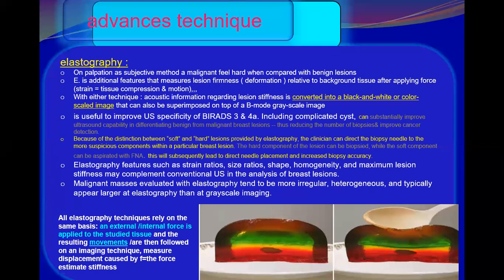Because of the distinction between soft and hard lesions provided by elastography, the clinician can direct the biopsy needle to the more suspicious component within a particular breast lesion. It can decide which part of the lesion is more suspicious to take the biopsy from. And as you mentioned, the elastography feature is stiffness: the more stiff, the more suspicious or malignant, and the softer are usually benign lesions, with some little overlap. There are also other features for interpretation of elastography: strain ratio, size ratio, shape, homogeneity, and as you mentioned, the maximum stiffness.